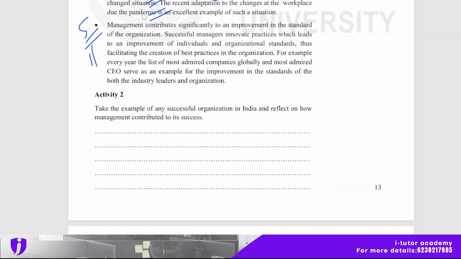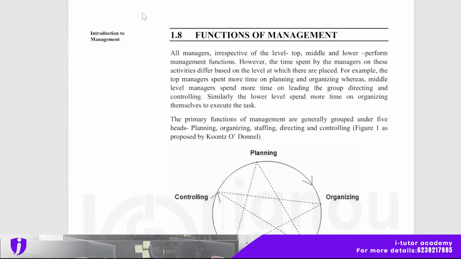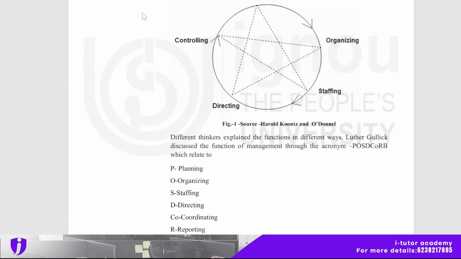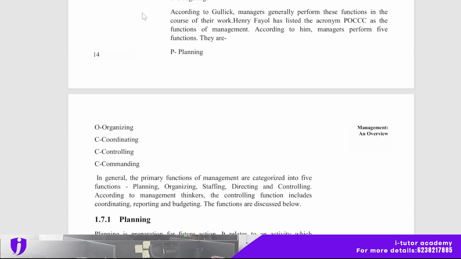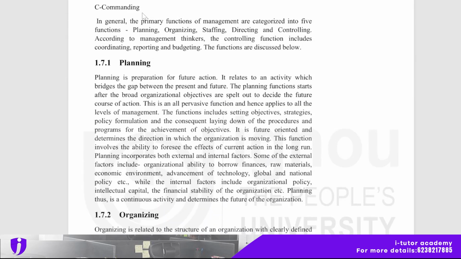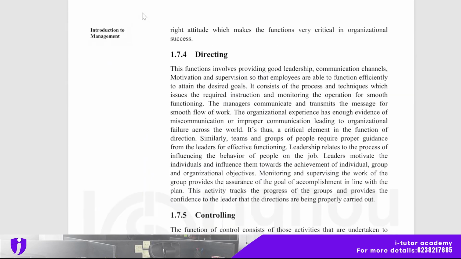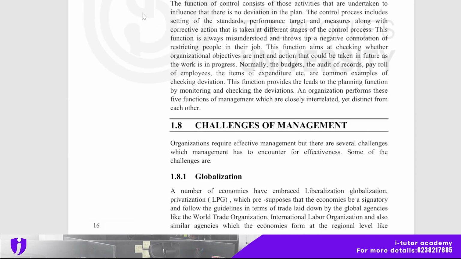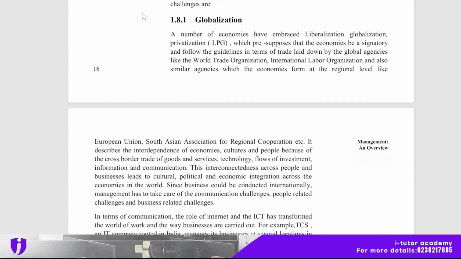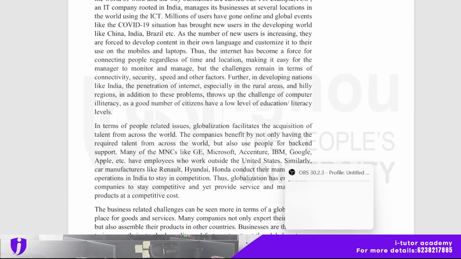And in the next unit we will discuss functions of management. We already discussed some functions before, so now we will discuss in detail what the functions are at the management level. There are also challenges. After that, challenges and functions are the important part of the management area that we will discuss next. That's for today's session.